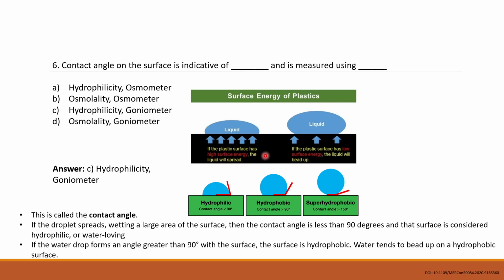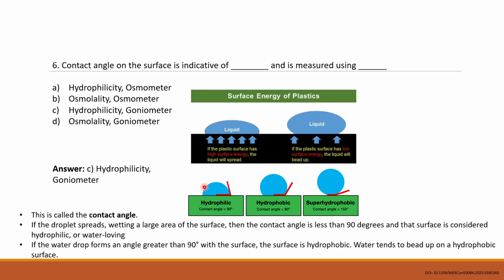If the plastic surface has high surface energy, then the liquid will spread. High surface energy means the surface is more hydrophilic in nature. That surface energy will allow your liquid to settle on it and spread nicely.